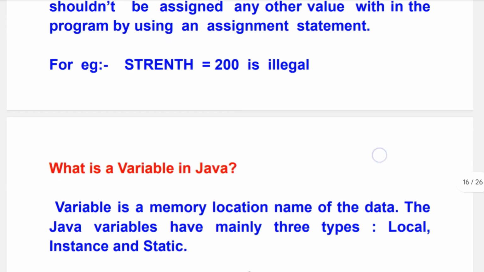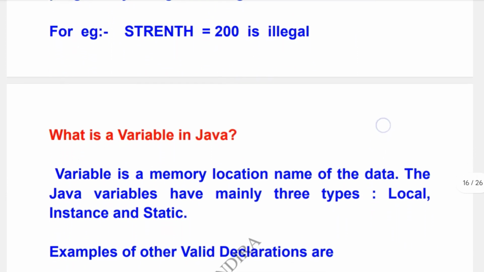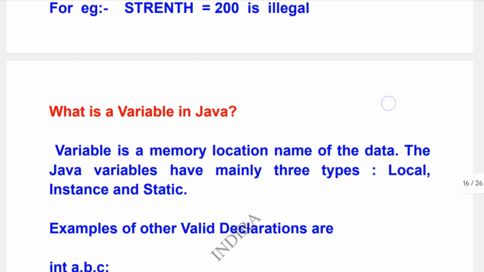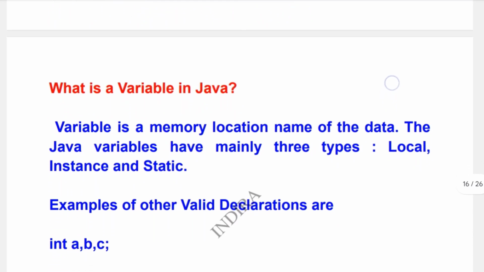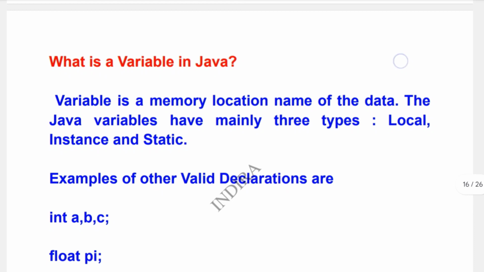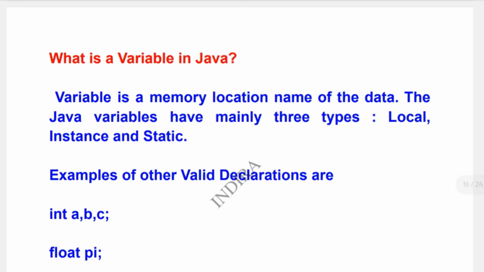Next, coming to another important topic, variables. What is a variable in Java? A Java variable is nothing but a memory allocation. That means it allocates some memory to the data. Java variables have mainly three types: local, instance, and static.